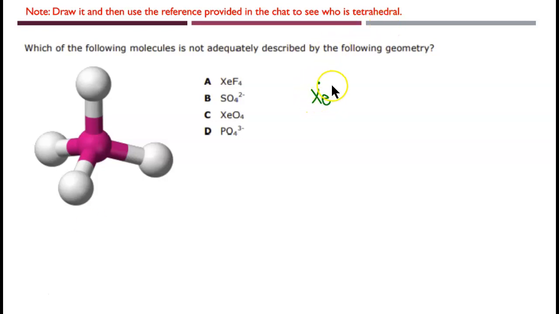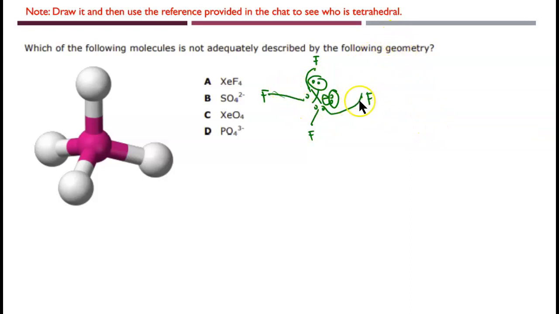Xenon has 8 valence electrons because it's a noble gas. So 1, 2, 3, 4, 5, 6, 7, 8. Each fluorine has 7, which means it has 1 single one ready to bond. So we can actually share these here, which means it will have 2 lone pairs.